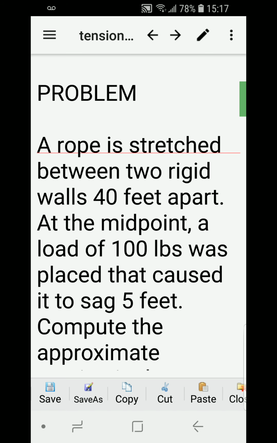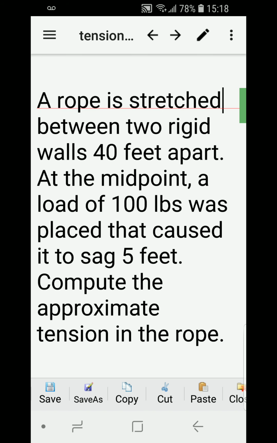So the problem says a rope is stretched between two rigid walls 40 feet apart. At the midpoint, a load of 100 pounds was placed that caused it to sag 5 feet. Compute the approximate tension in the rope.